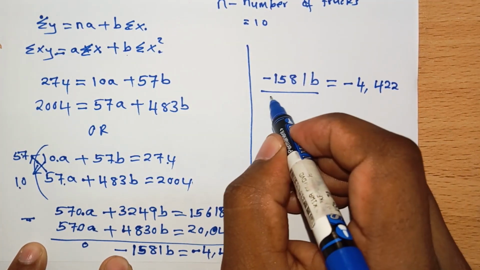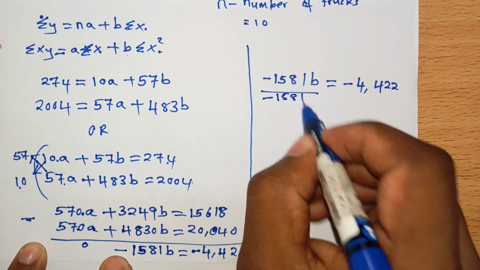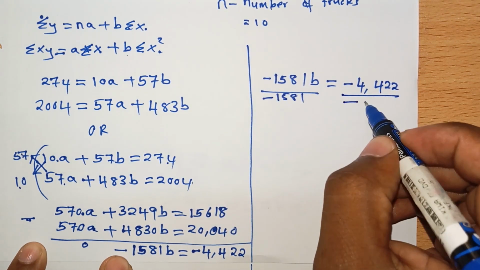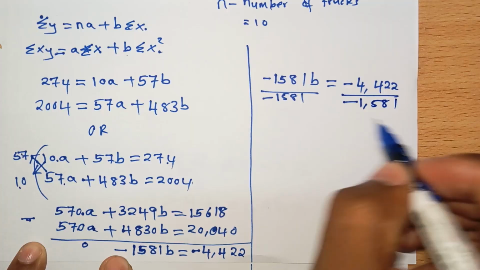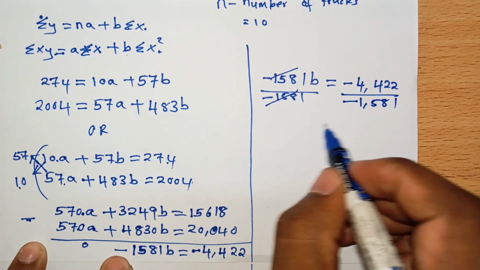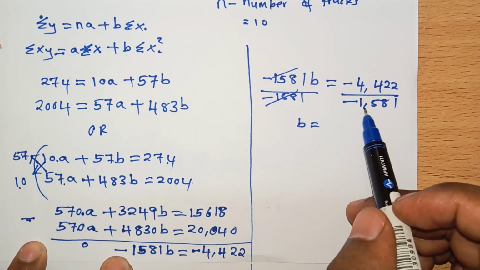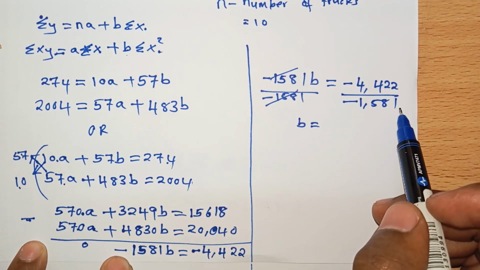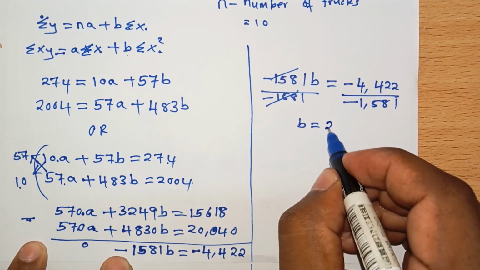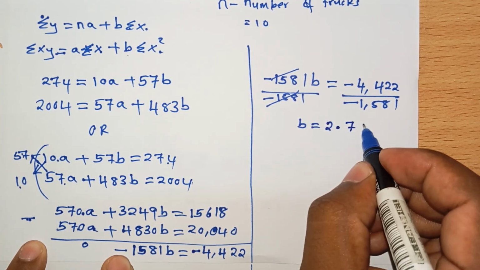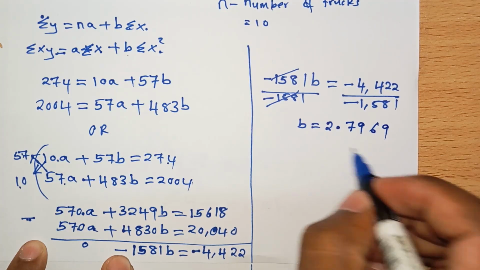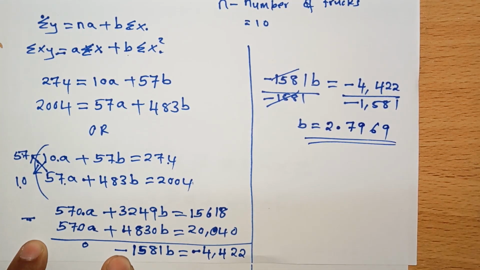So what I need to do, I need to divide by negative 1,581 on both sides. So on the left hand side, I'm left with B, which is if I take negative 4,422 divided by negative 1,581, it will give me 2.7969. So this is the value of B.